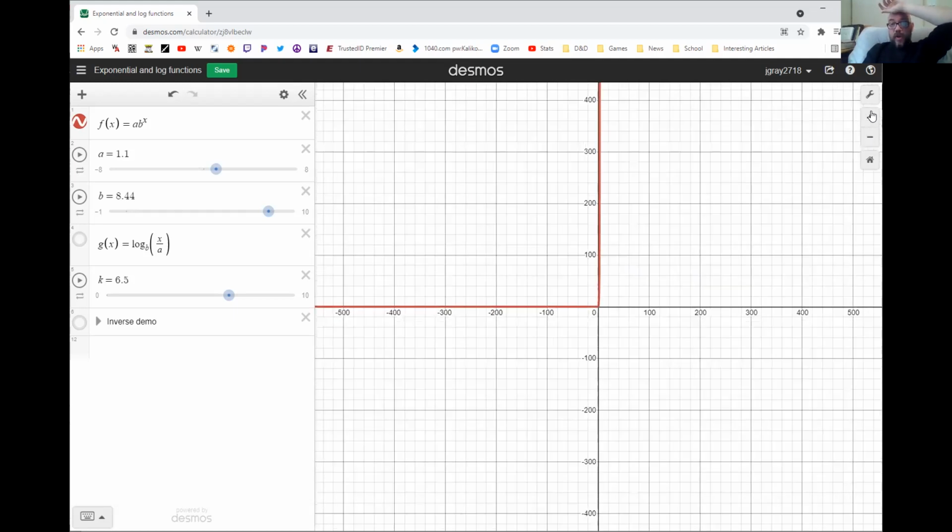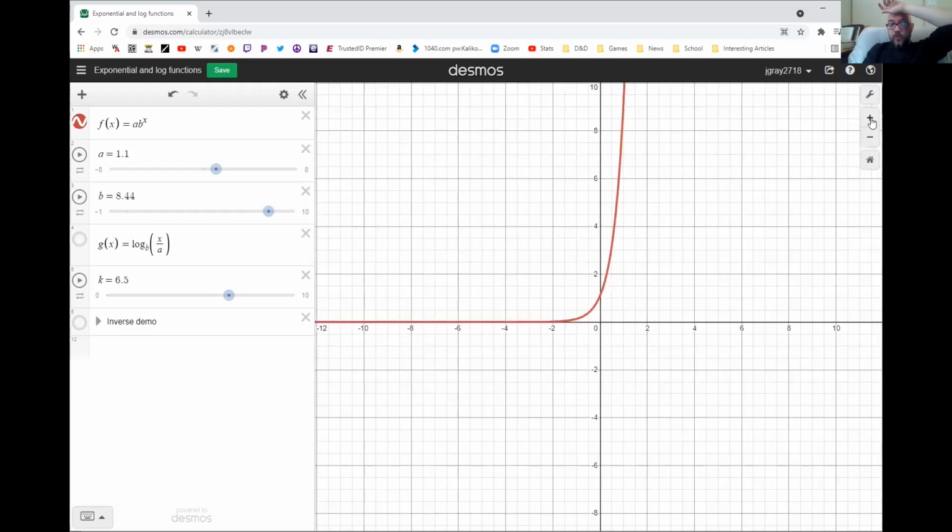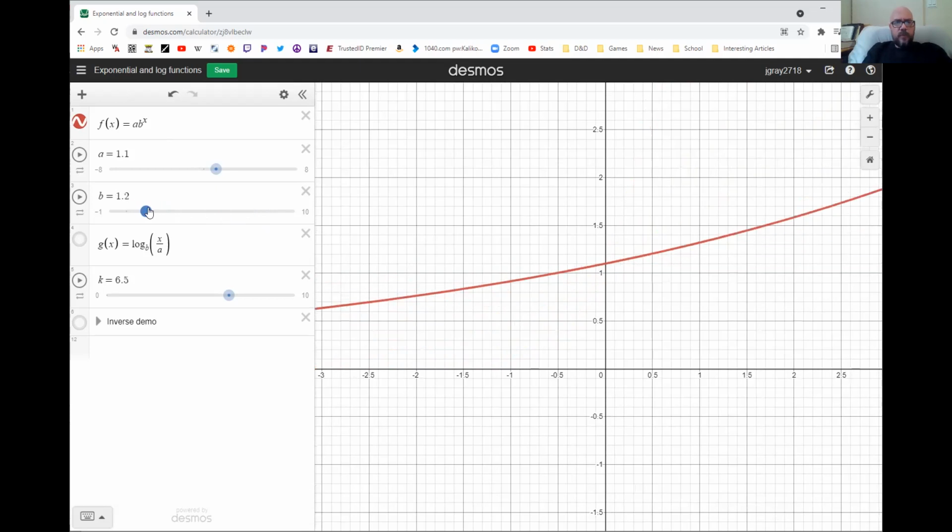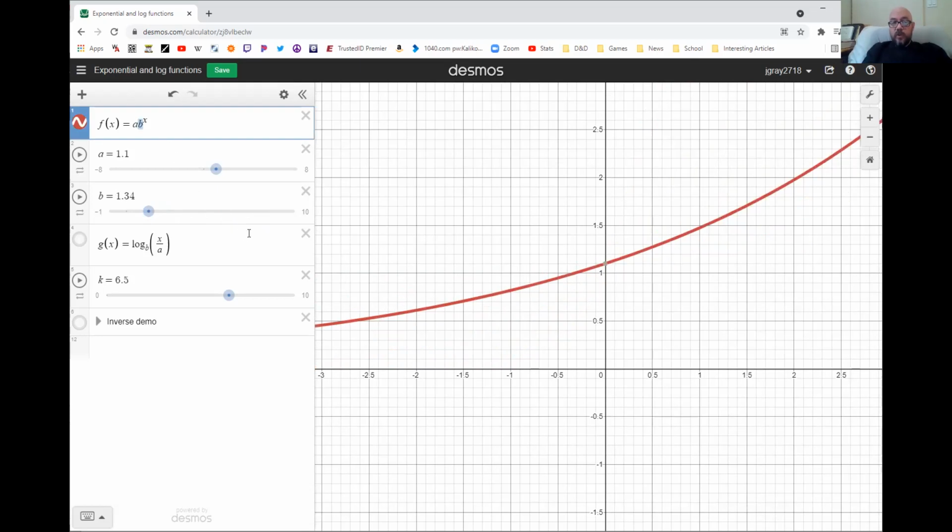Oh, that was zooming out. I meant to zoom in. And when B is small, it goes up really shallowly. And so the question I have for you is, what happens when B is 1? It's just A times 1 to some power. Well, 1 to some power is always 1.